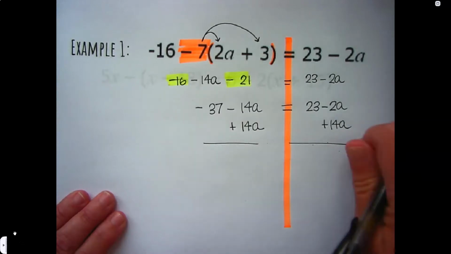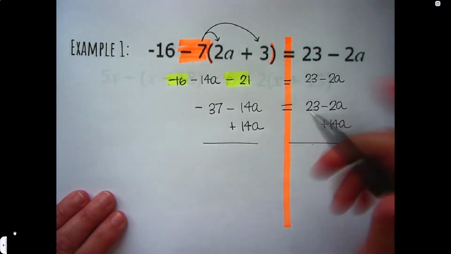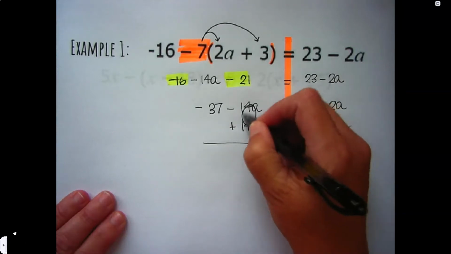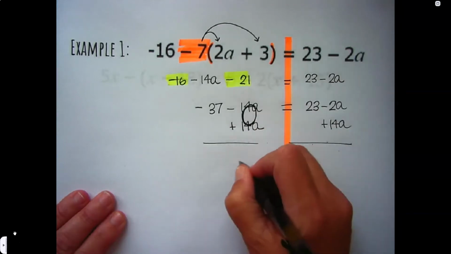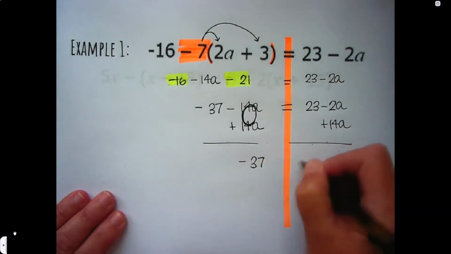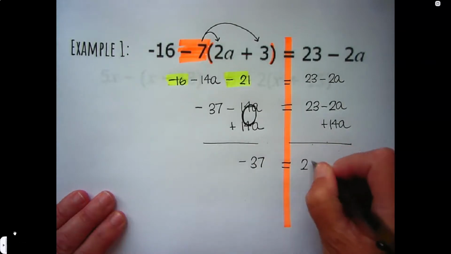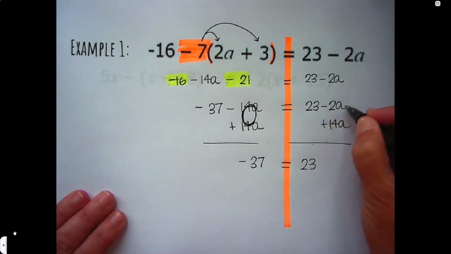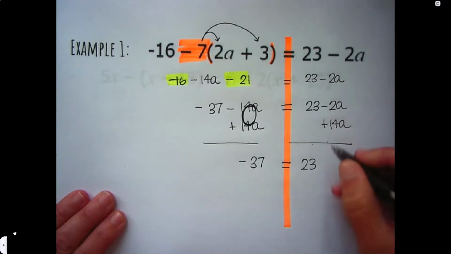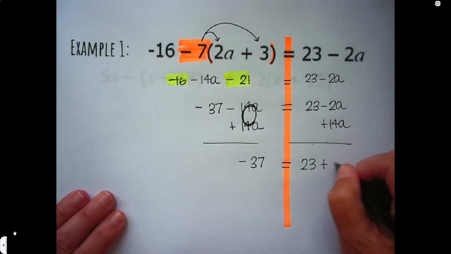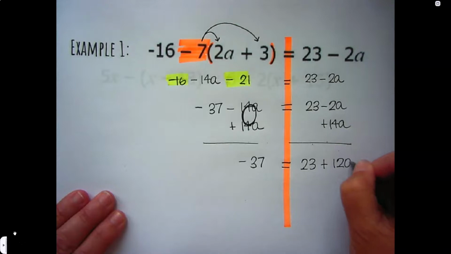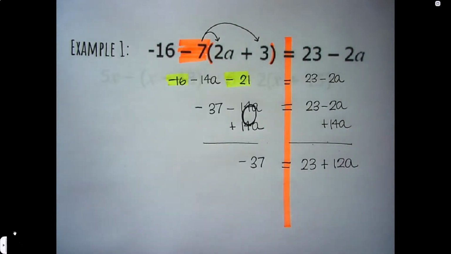So I'm going to make the variable pick this side. All right, these zero each other out. So now I have negative 37 is equal to 23. Negative 2a plus 14a is a positive 12a, so I'll put plus 12a right here. And notice again, we're back at our little basic two-step equation. We're going to have to add or subtract, multiply or divide, and then this will be over.